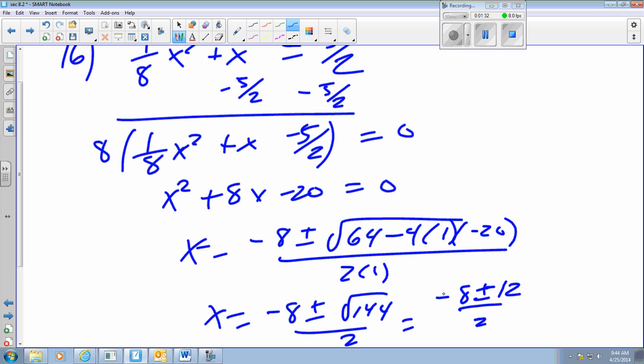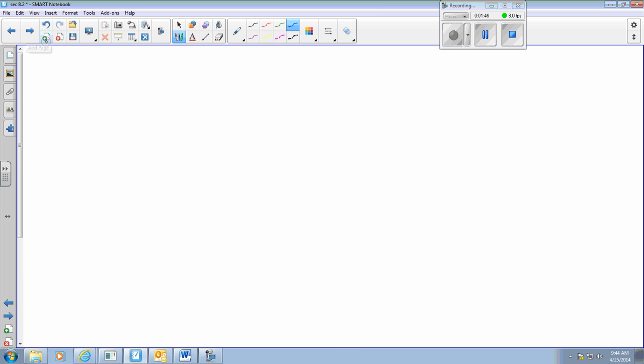Using the plus route, negative 8 plus 12 gives me 4. 4 divided by 2 is 2. Negative 8 minus 12 is negative 20. Negative 20 divided by 2 is negative 10. Let's take a look at number 18 next.